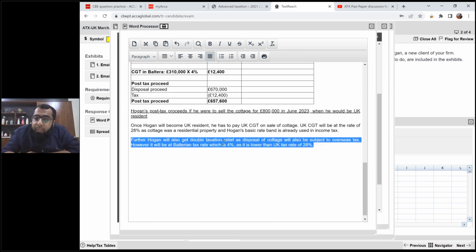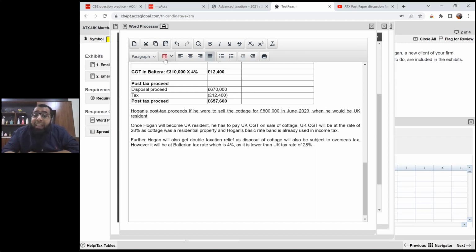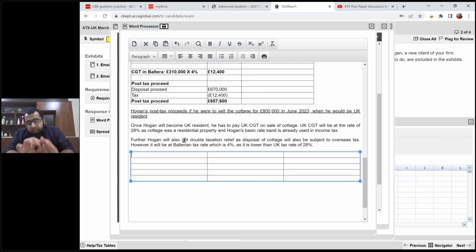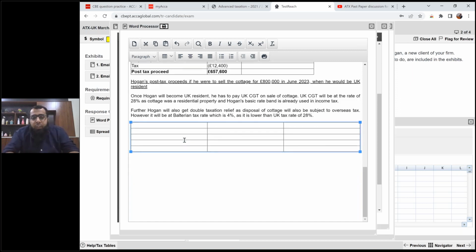Further, Hogan will also get double taxation relief as disposal of the cottage will also be subject to overseas tax. However, it will be at the Baltirian tax rate, which is 4%, as it is lower than the UK tax rate of 28%. Now let's calculate the tax amount. I want you all to concentrate on it. There will be some small information in which you may make some errors, but that does not mean you will get a 0 in the requirement. Those small pieces of information will hardly cost you 1 or 2 marks. So now the disposal proceeds will be, can anyone tell me?